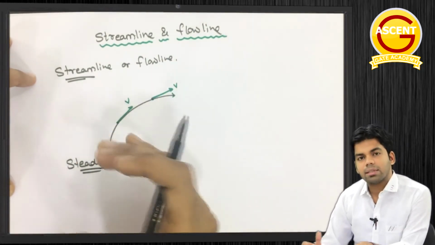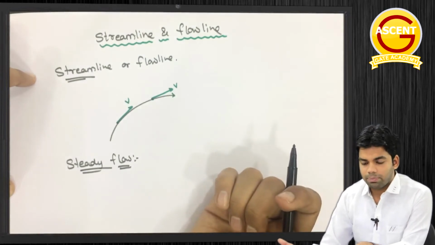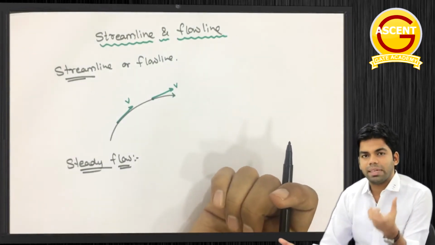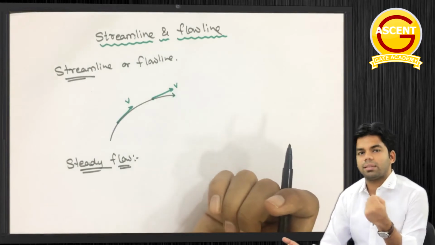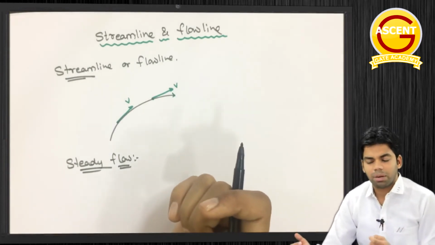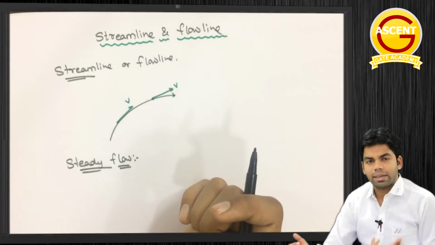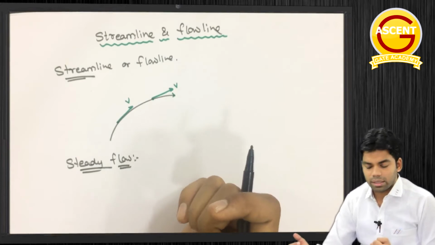Whereas in unsteady flow the velocity changes with respect to time, so the streamline will be temporary, or you can call it an instantaneous streamline. So another important thing: in a steady flow streamlines are permanent. In case of unsteady flow, the streamlines are temporary, or you can call them instantaneous.